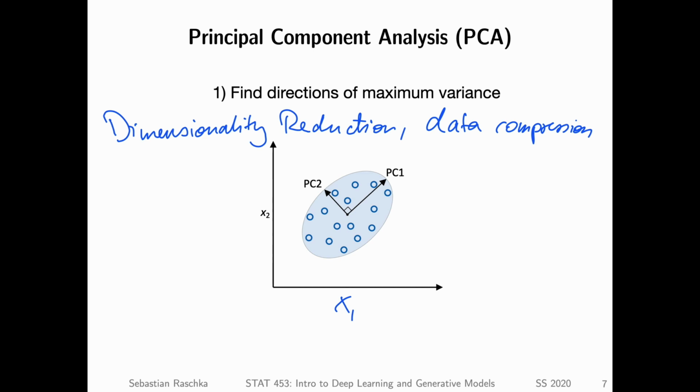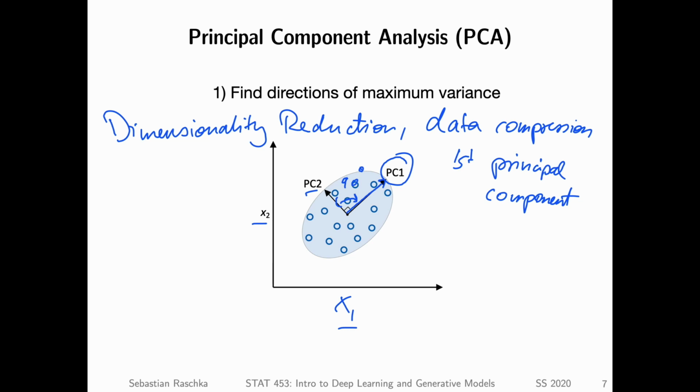In any case, here we have 2 features, x1 and x2, and what we want to do is find the maximum variance first. That would be, in this case, this direction, which we call PC1, the first principal component. And then we find the second direction of maximum variance, given the constraint that these directions are orthogonal, so there's a 90-degree angle between them. And that would be PC2.